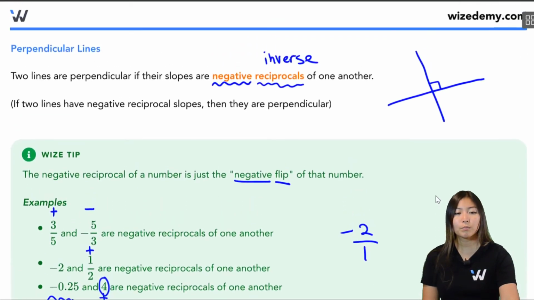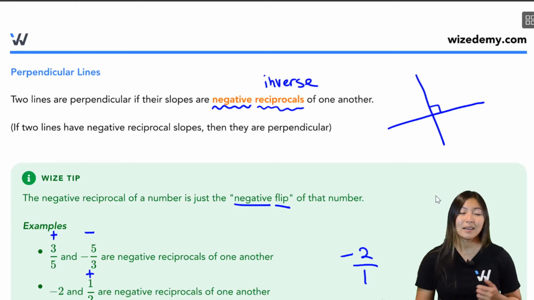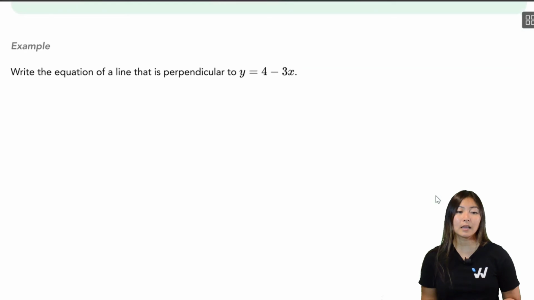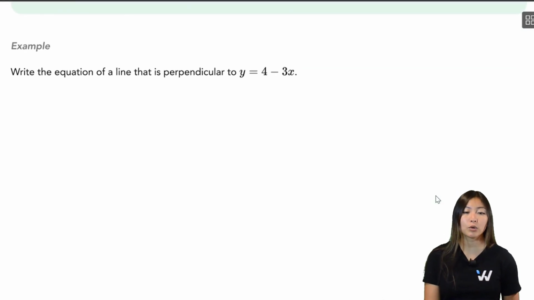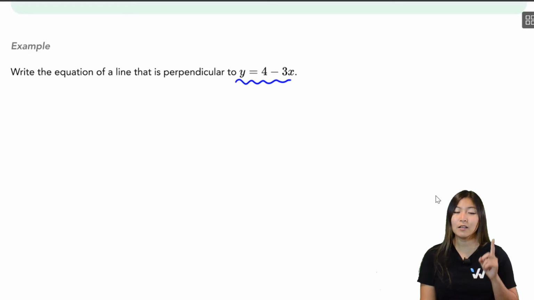All right, so perpendicular lines have this cool property that if they're perpendicular, their slopes are negative reciprocals of one another. And if I told you that two lines have negative reciprocal slopes, I don't even need to see these lines. I know they're automatically perpendicular. Now let's take a look at an example here. We want to write an equation of a line that is perpendicular to y equals 4 minus 3x. First of all, there are so many answers to this question. There's not just one. Why?